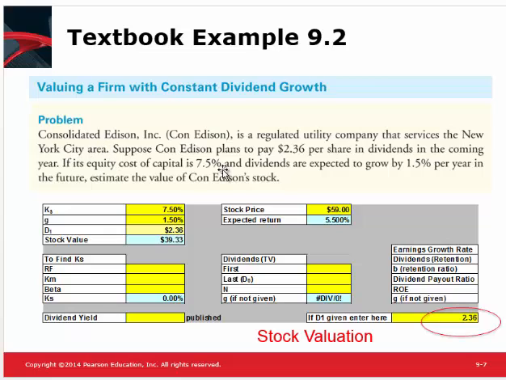So here we have a company that has a constant dividend, right? This company pays $2.36 is what it's going to pay next year. If its equity costs 7.5%, and dividends are expected to grow by 1.5%, what's the value of the stock?